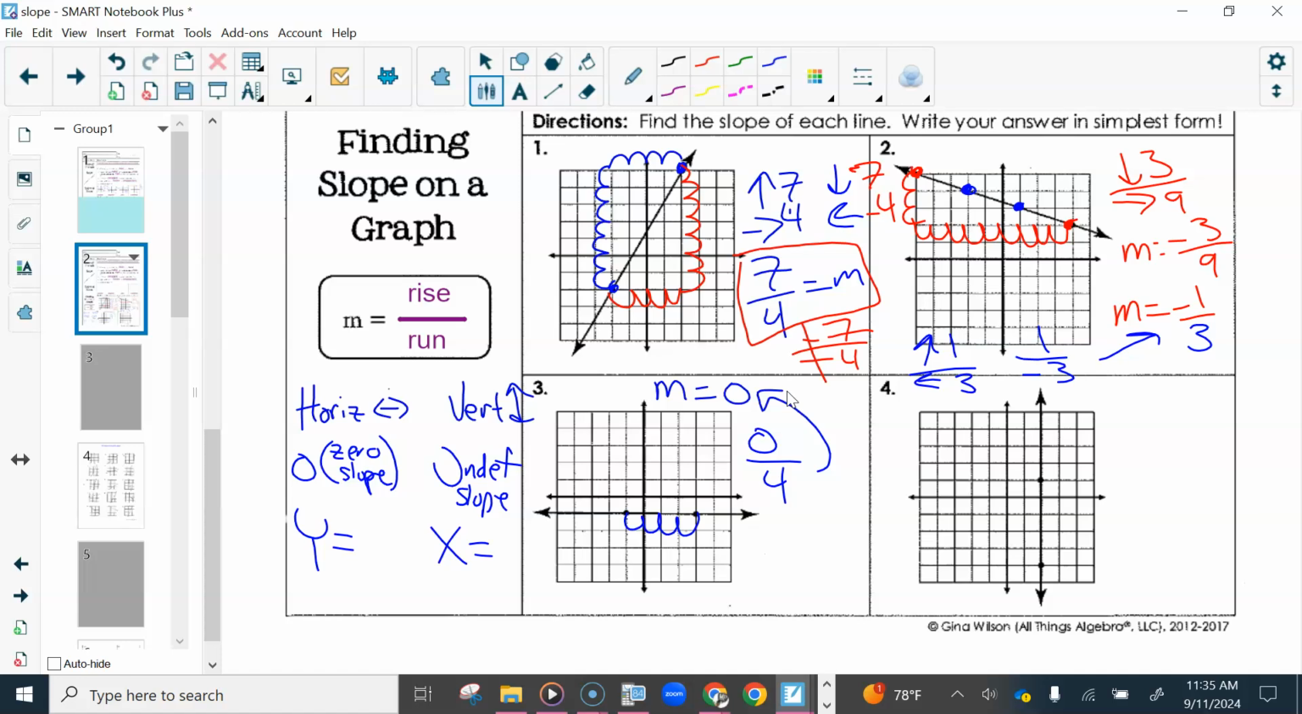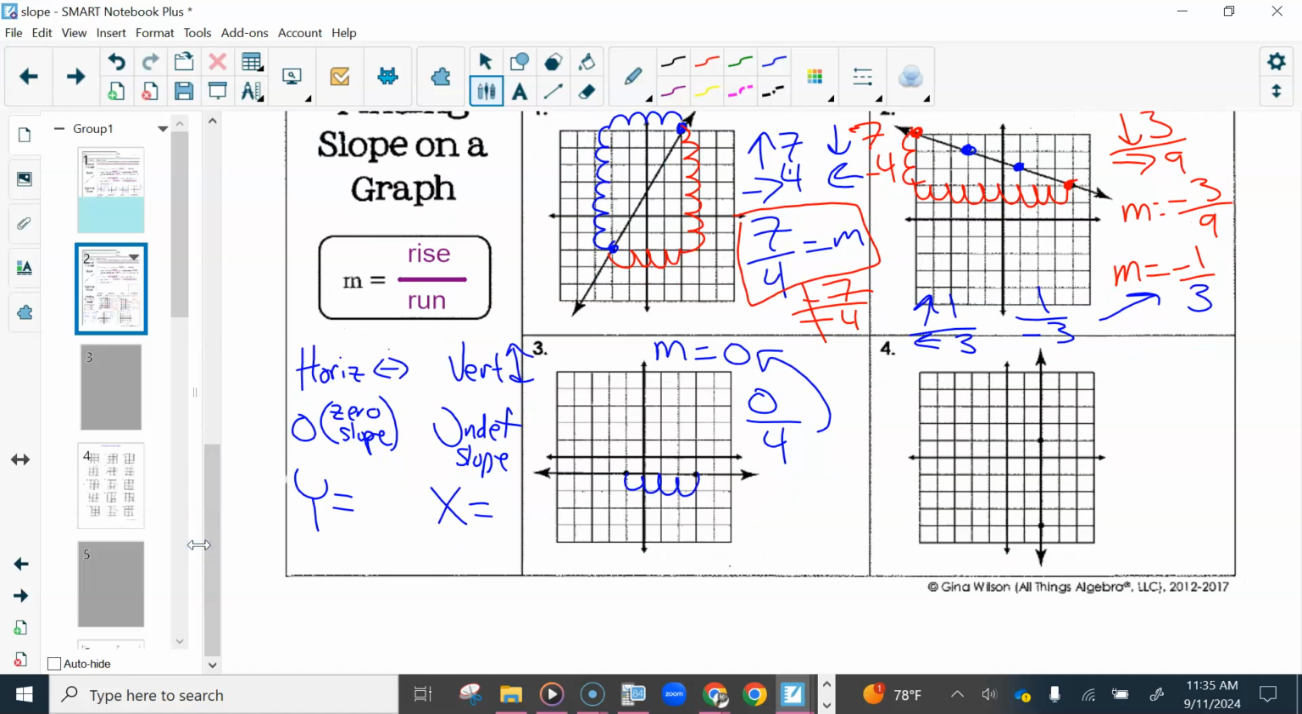Same thing with the undefined. It's a vertical line, so the slope is always going to be undefined. But if I wanted to count it, I am moving, let's say down, but I'm not moving left or right. And because when I go to check that, I would get an error, it's always going to be undefined.